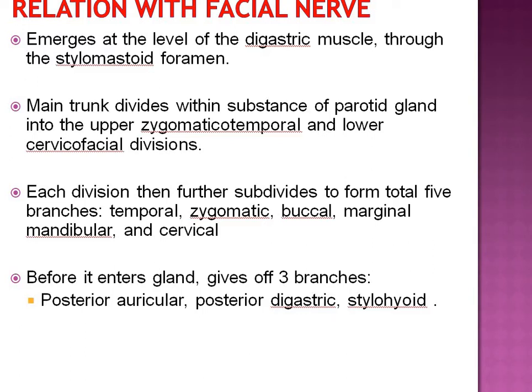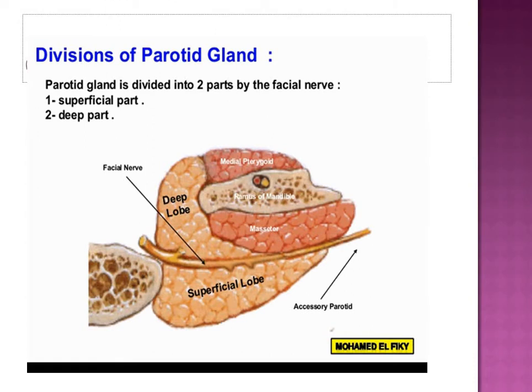Through the stylomastoid foramen, the main trunk divides within the substance of the parotid gland into the upper zygomatico-temporal and the lower cervicofacial divisions. Each division is then further subdivided to form a total of 5 branches: the temporal, zygomatic, buccal, marginal mandibular and the cervical. Before it enters the gland, it gives off 3 branches: the posterior auricular, the posterior digastric and the stylohyoid branch.